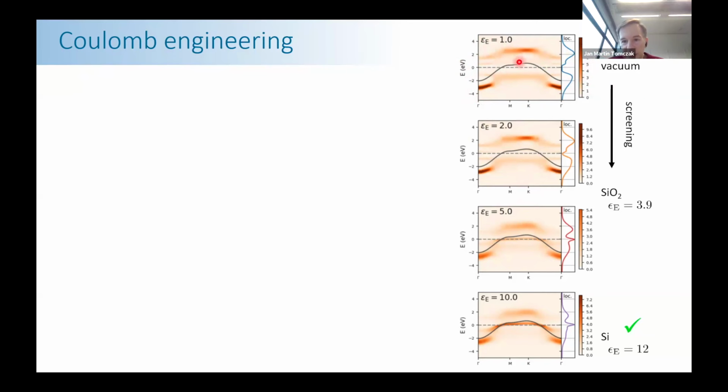And then if you increase the environmental screening with this dielectric constant here, reaching values that are somewhat realistic compared to silicon oxide, you see a weakening. And here at epsilon equal 5, already you see some metallicity at the Fermi level if you take the local, the momentum average. And then at epsilon equals 10, which is still lower than what you have for silicon, you clearly have a quasi-particle peak and a metallic system.